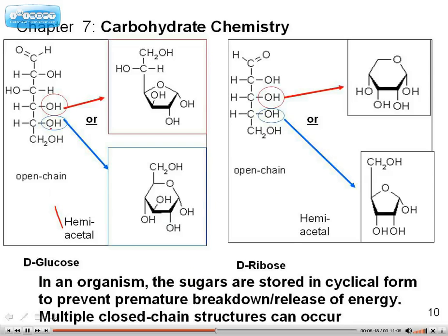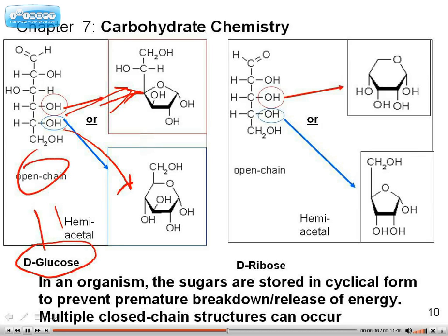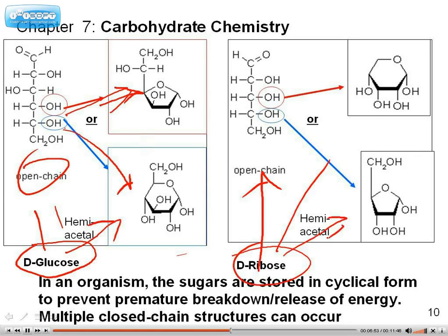So moving on, here are more examples showing the open chain form and then the closed cyclical hemiacetal forms. Notice if you have a cyclical hemiacetal formation, you can actually have different alcohols which can react, creating multiple different closed form isomers. On the left hand side, we have glucose, open chain and closed form. On the right hand side, we have ribose, open chain and closed chain form.